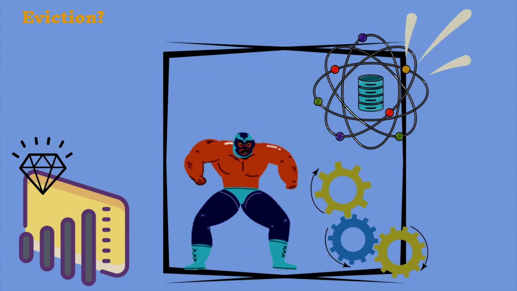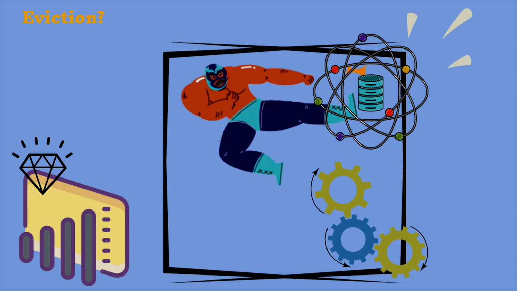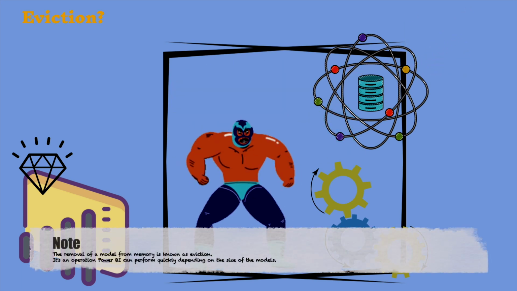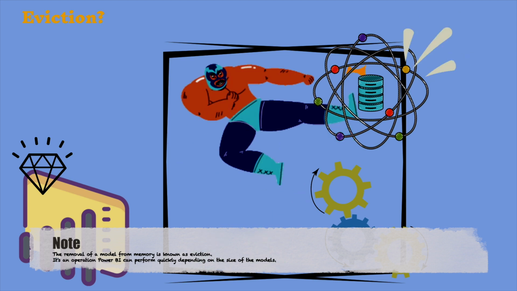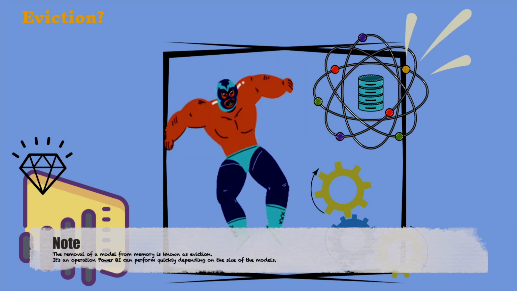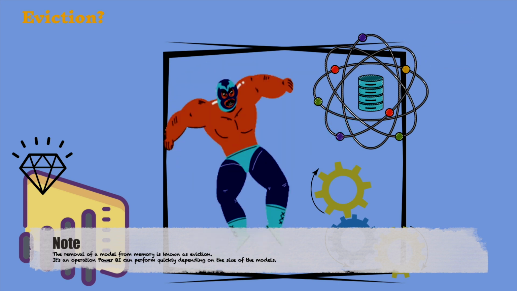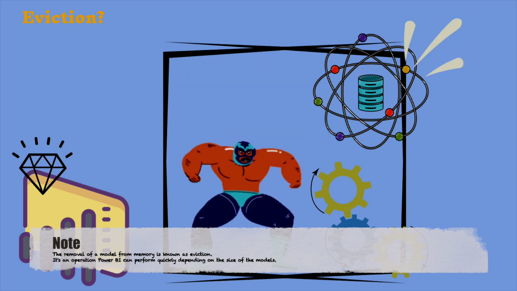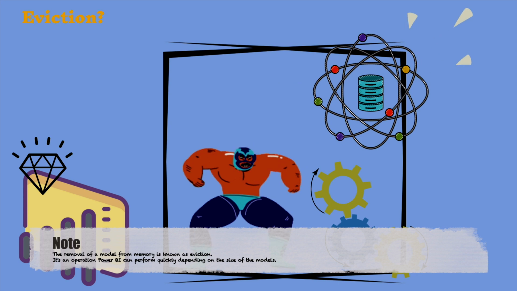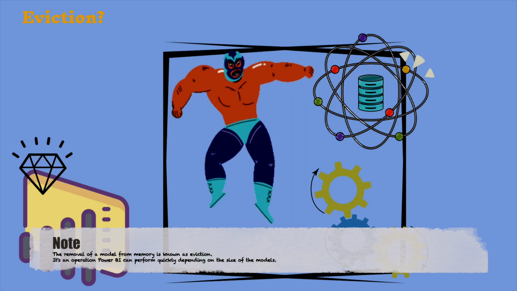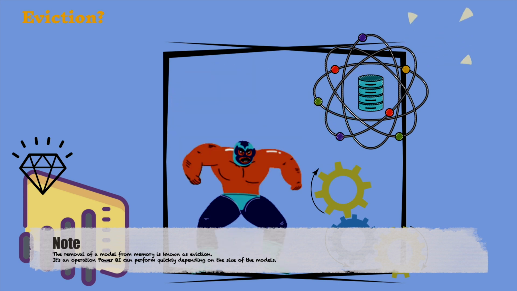An import model is loaded when it is queried, that is your interactive operation, or if it needs to be refreshed, that is your background operation. So now the question is, what is eviction? Well, the removal of a model from memory is known as eviction. It is an operation Power BI can perform quickly, depending on the size of the model.